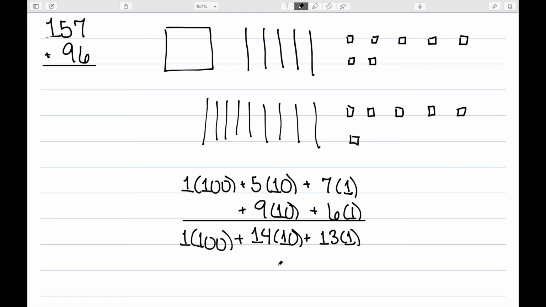But this is not the nice expanded form that we need. And instead, what we're going to do, and what most children would want to do, is regroup things. If I look at these, I have 1, 2, 3, 4, 5, 6, 7, 8, 9, 10. So I could regroup 10 of these to become 1 bar. So now I can see that I have 3 ones left over.